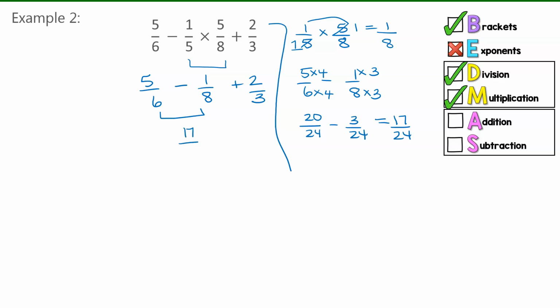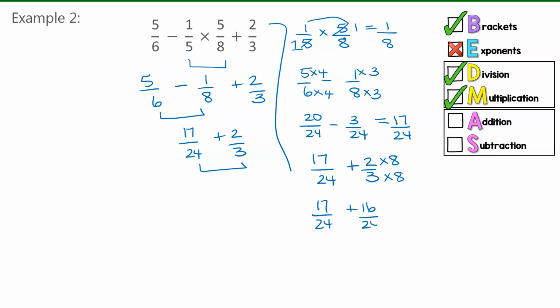So that's 17 over 24 plus 2 over 3. That's the only thing that's left. I'm going to bring that back over here where my workings are. So 17 over 24 plus 2 over 3. Again, we're adding, so we need the lowest common denominator. The lowest common denominator for 24 and 3 is 24. So I multiply this side by 8. So I have 17 over 24 plus 16 over 24, and that gives me 33 over 24.